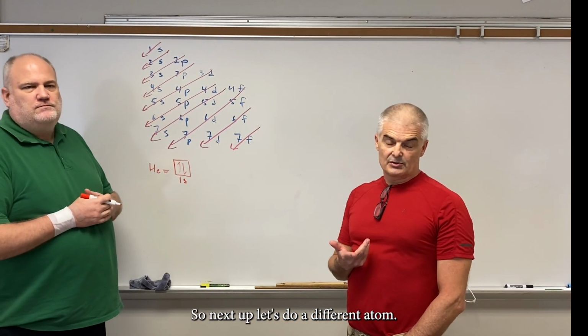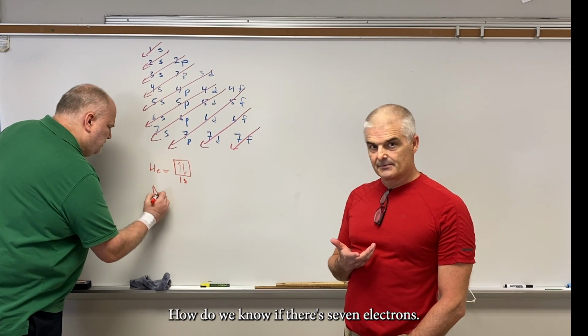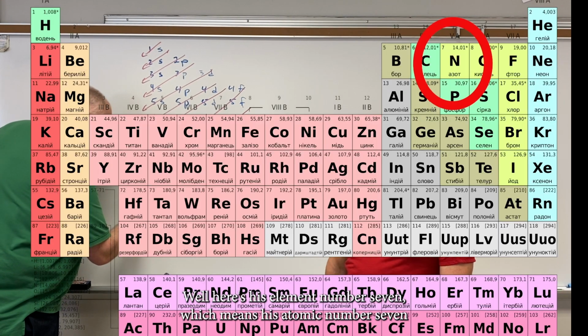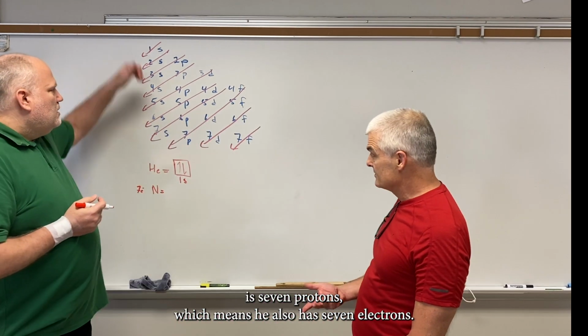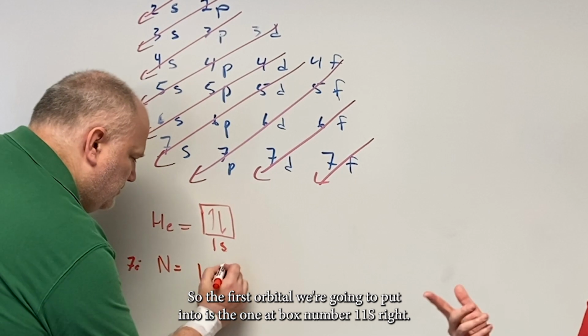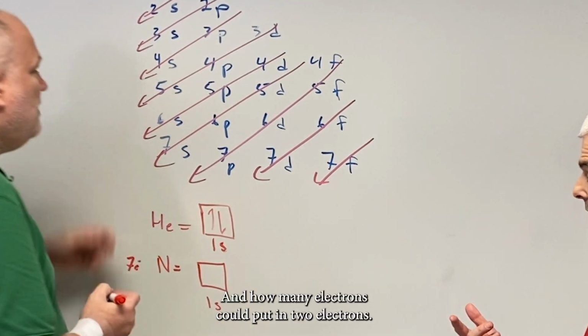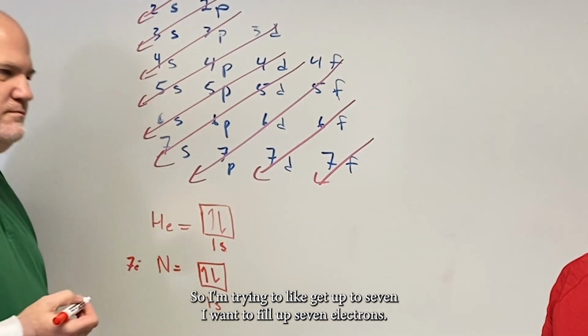So next up, let's do a different atom. Let's do nitrogen with its 7 electrons. How do we know that there's 7 electrons? Because it's element number 7, which means its atomic number is 7. It has 7 protons, which means it also has 7 electrons. So we're going to follow the order here. The first orbital we put electrons into is the 1s, box number 1. How many electrons can we put in there? 2 electrons. So I'm trying to get up to 7. I want to fill up 7 electrons.